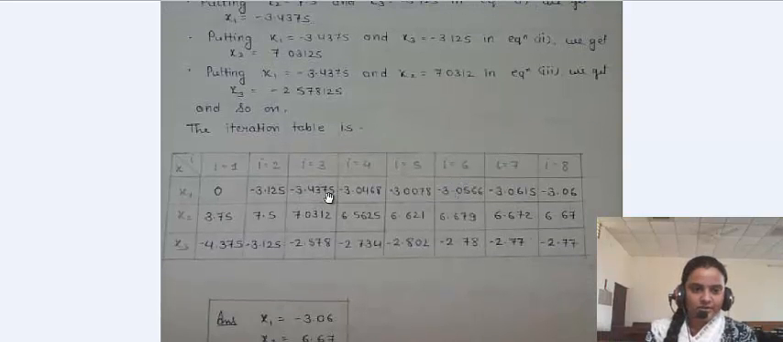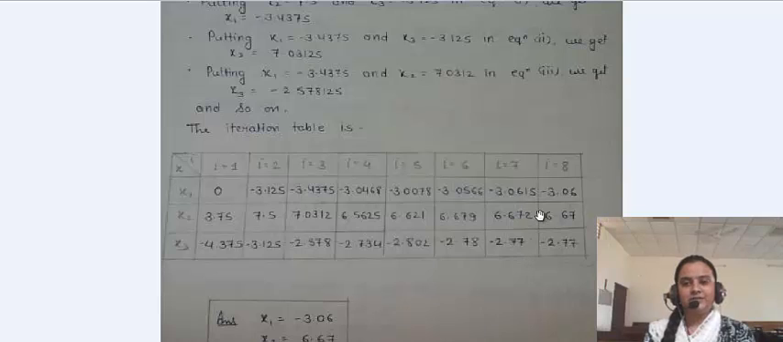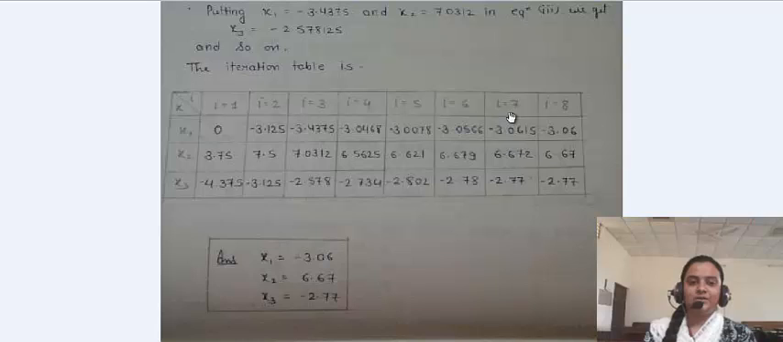Here the iteration table is as follows. I1 has x1 is equal to 0, x2 is equal to 3.75 and x3 is equal to minus 4.375. I2 has these values, I3 has these values, I4 has these values, and in the same way i is equal to 8 has these values. So finally we got x1 is equal to minus 3.06, x2 is equal to 6.67 and x3 is equal to minus 2.77.